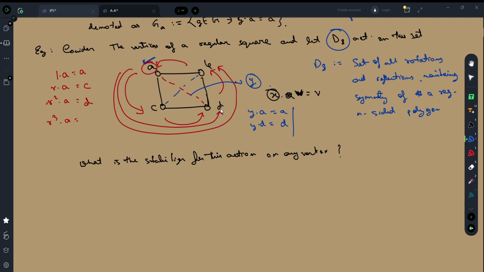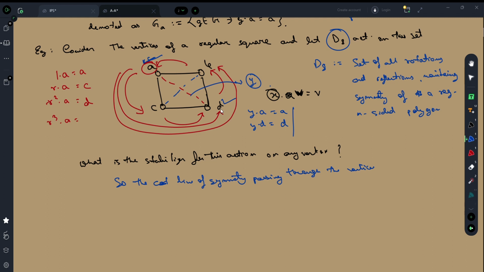So what is the stabilizer for this action on any vertex? It will be the line of symmetry passing through the respective vertex. That is, the stabilizer for this vertex A should be this line. The stabilizer for this vertex D should be this line. For B it should be this line. For C it should be this line. I guess it's clear now. Clear? Okay.